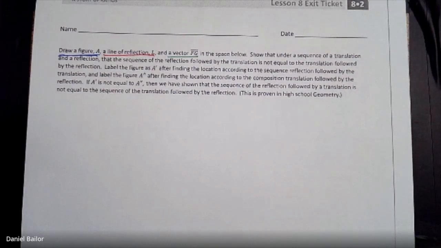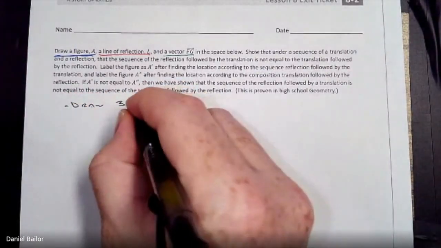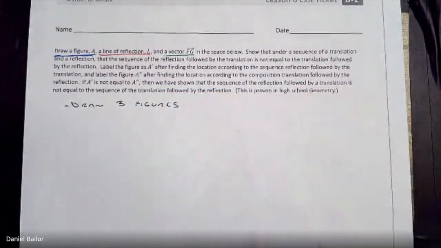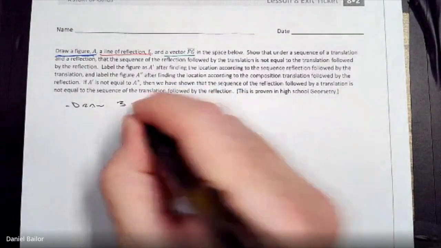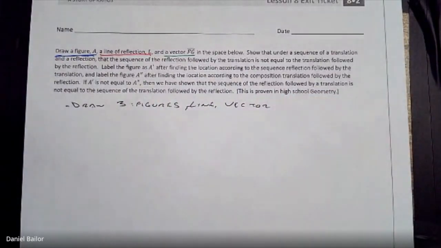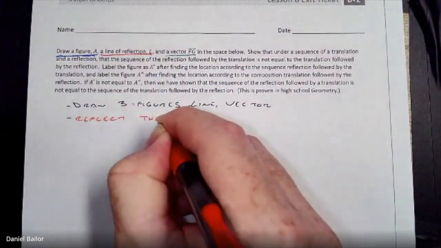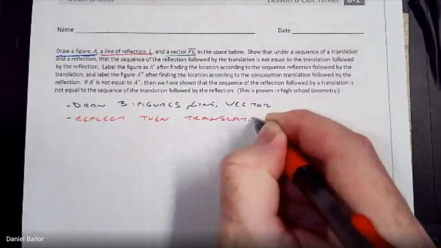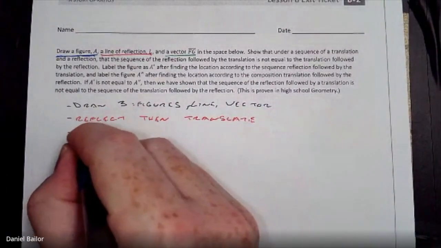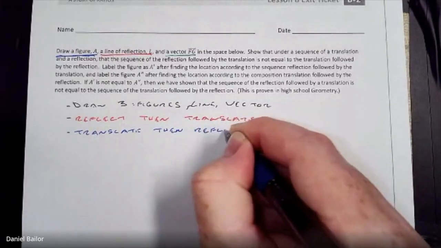And then it wants you to do exactly what we did in the lesson. So you're going to draw the 3 things. Step 1, draw the figure, the line, and the vector. And then you're going to switch the order. You're going to take your figure, reflect, then translate, and then your third step is going to be translate, then reflect. So it's exactly what we did in the lesson.